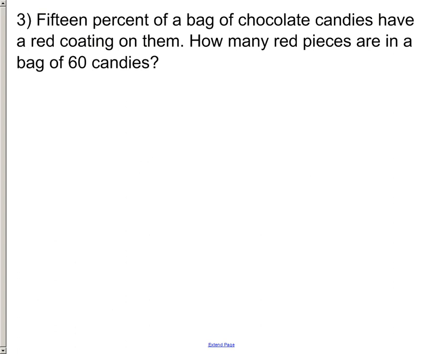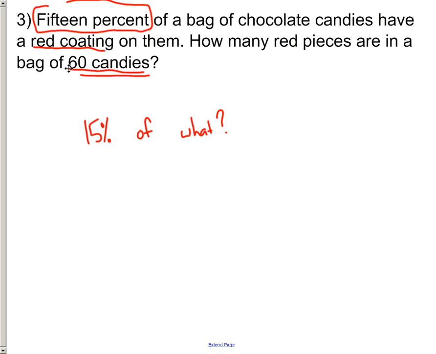So the big thing that we need to do is find out the percentage. And they're interested in this 15%. And 15% of them have a red coating. So 15% of what? Well, how many red pieces are in a bag of 60 total? So this is your total. So it's really 15% of 60 is all that we have to do there.